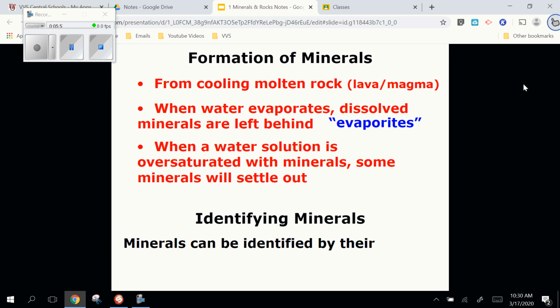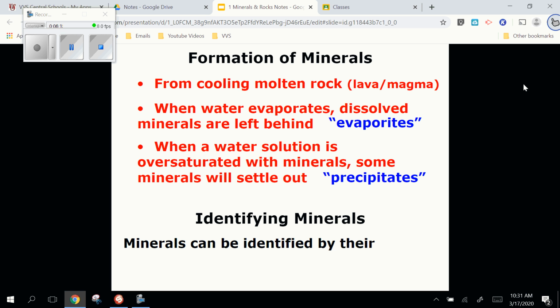And then finally, same thing, working with a water solution, but now the water doesn't evaporate away. What we have here is an oversaturated solution. If we put too much mineral material in, the water can only hold so much. It won't dissolve anymore, and then it falls to the bottom. It settles out, and we call that a precipitate. Okay?